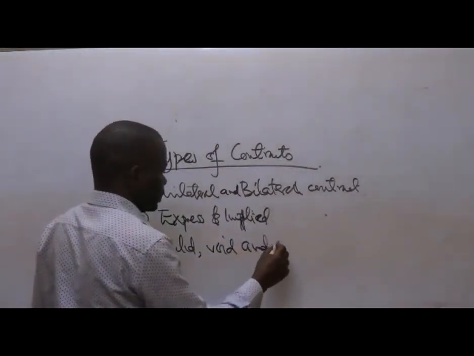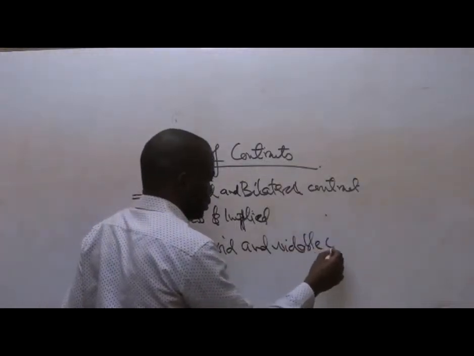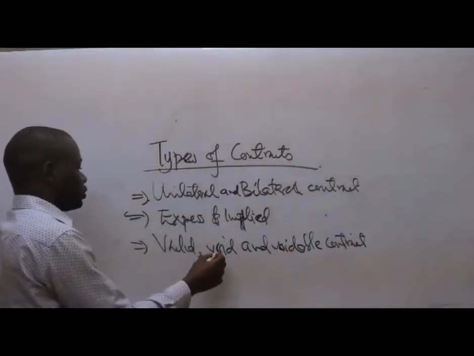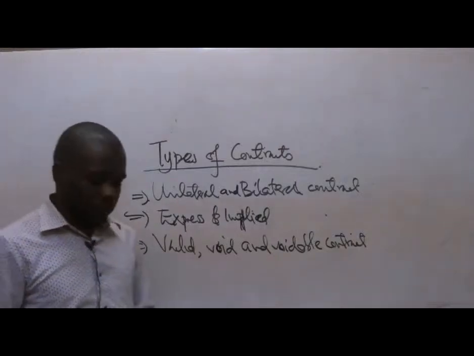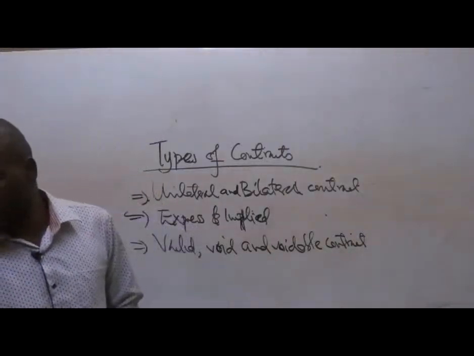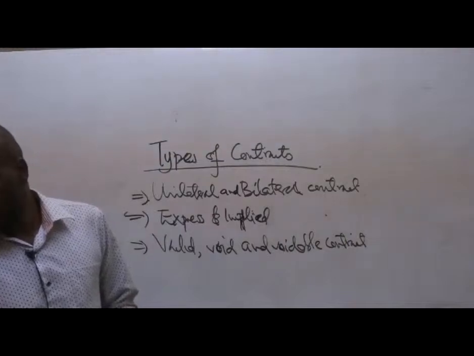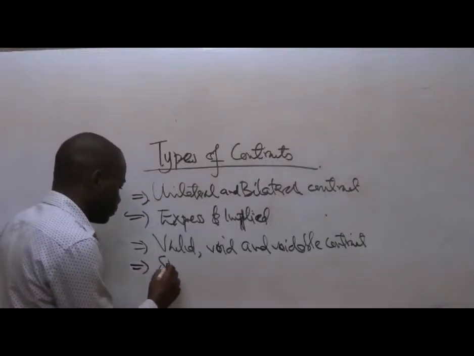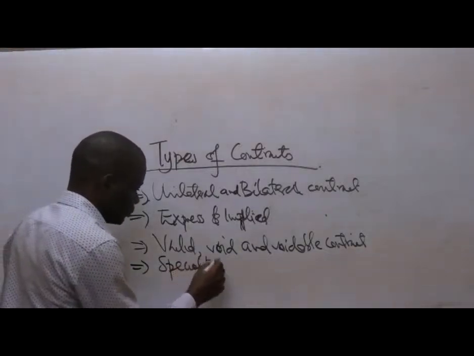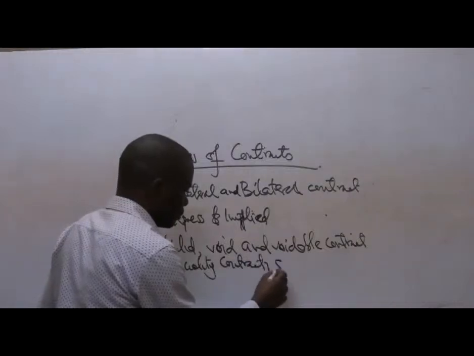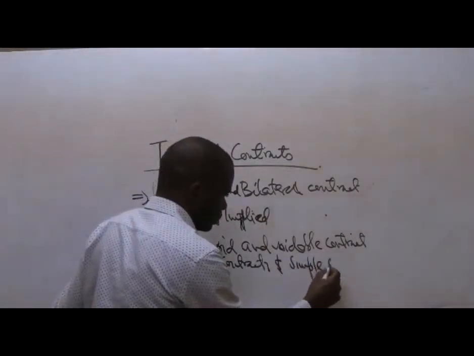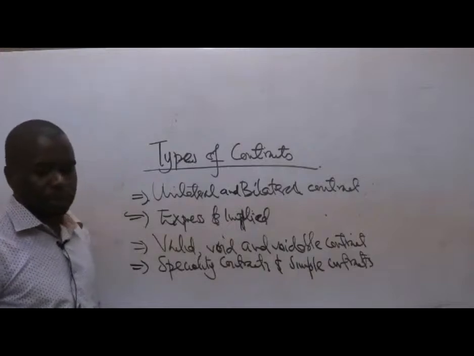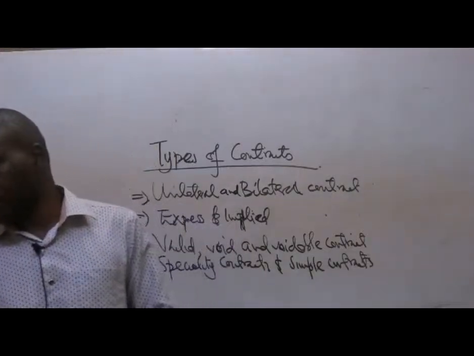Then valid, void, and voidable contracts. So you can have valid, void, and voidable contracts. We can have specialty contracts and simple contracts as another type of contracts.